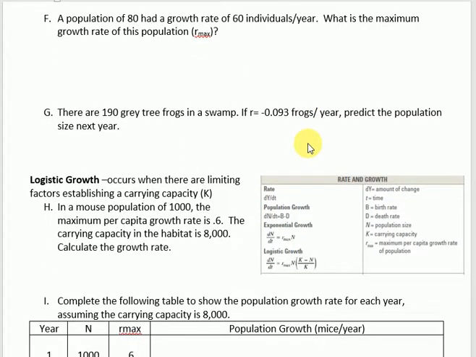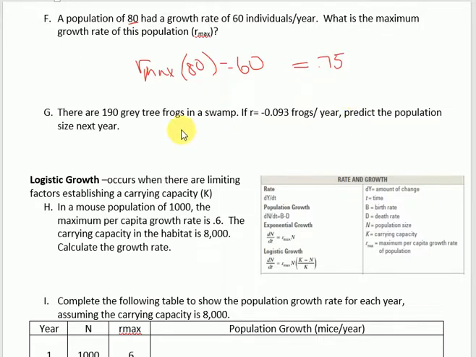So a population had a growth rate of 60 individuals per year. What is the maximum growth rate of this population? So in this case, they've given you everything but your Rmax. So we know that we need to find our Rmax. So we're just basically going to set up that equation. Your N, which is your population size, is the 80. So we know that right here we have the 80. And over here we're going to have 60 individuals per year. So we end up doing some math and we get 0.75 as our Rmax.